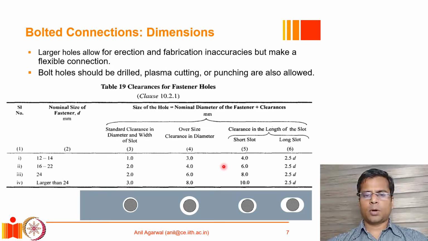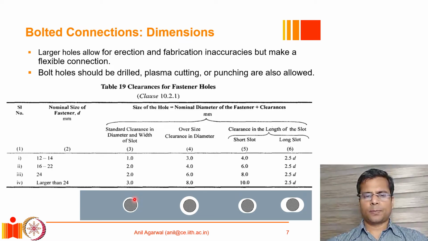Another important dimension related parameter that we should pay attention to is the hole diameter, because we need holes, of course, to be able to erect a structure using bolts. Now, we cannot provide a hole which is exactly the same diameter as the bolt, because we need some clearance in order to be able to slide the bolt into the hole. So there can be some fabrication issues, there can be some inaccuracies. So because of all these reasons, there is a need of a clearance between the bolt and a bolt hole.